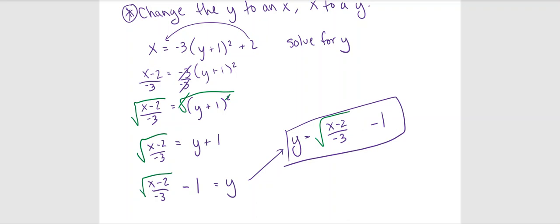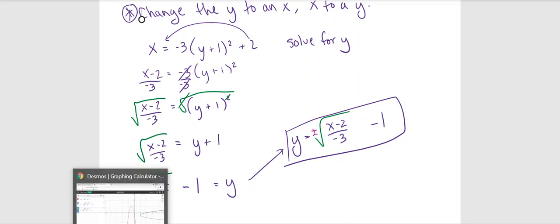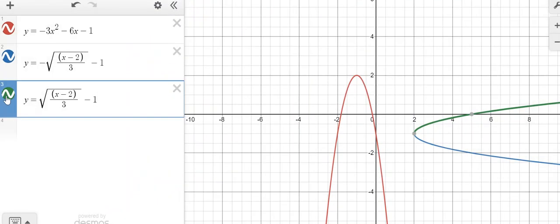I also want to point out that anytime we have a square root, there is always a positive and negative in front of it. So you can have both a positive square root of x minus 2 all divided by negative 3 subtract 1, or a negative square root of x minus 2 all divided by negative 3 minus 1. You've probably seen this before in the quadratic formula. Let's go ahead and look at what these will actually look like.